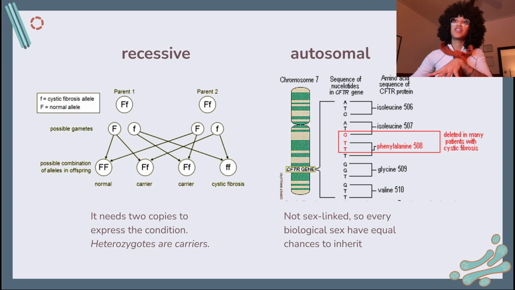So CF is a genetic disorder and autosomal recessive, so it is not sex-linked. Every biological sex has equal chances of having this condition. Being recessive, both copies are needed to express this condition as well.